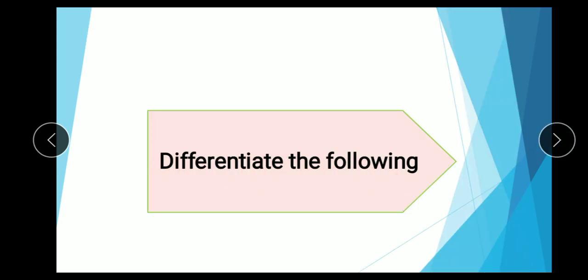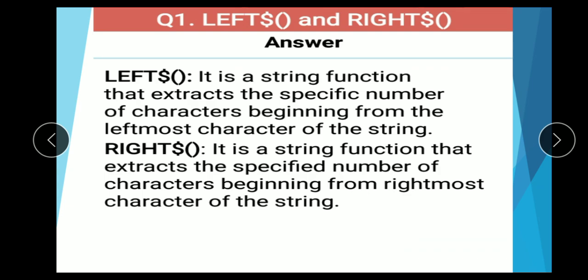Differentiate the following. First, Left function and Right function. Left function is a string function that extracts a specified number of characters beginning from the leftmost character of the string. And Right function is a string function that extracts a specified number of characters beginning from the rightmost character of the string.